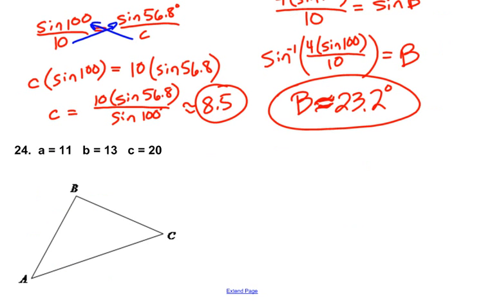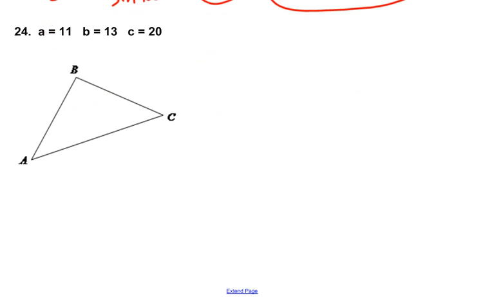All right, our last problem for the video is number 24. Now, as we look at number 24, we're given a little bit of different scenario here. We have three sides that we've been given. Side A is 11. Side B we know is 13, and side C we know is 20.